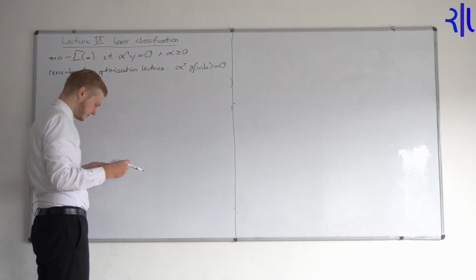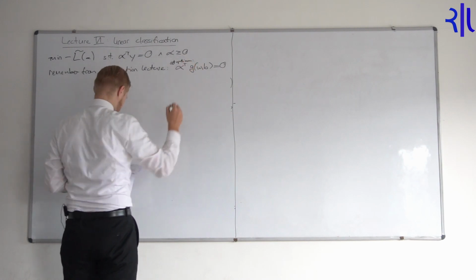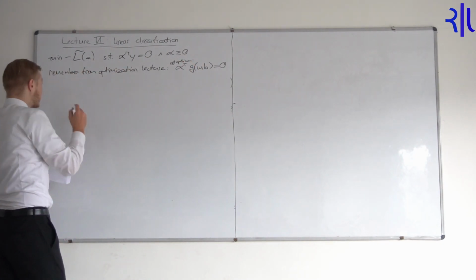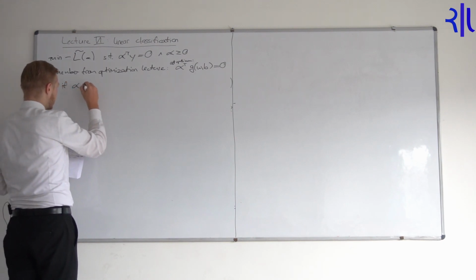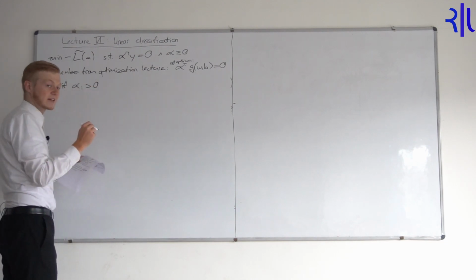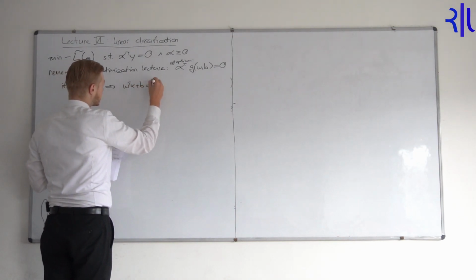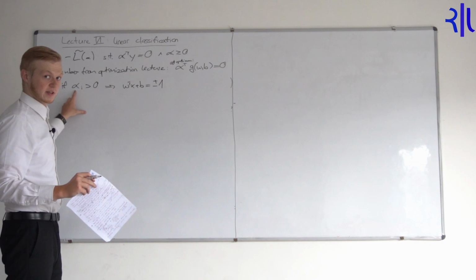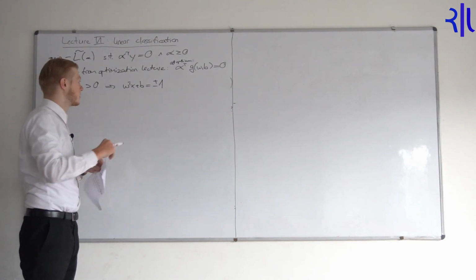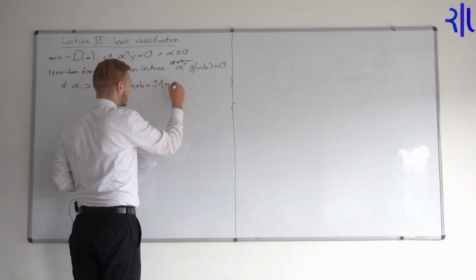And that gives us, at the optimum at least, and that tells us that if alpha i is actually greater than 0, then omega transpose x plus b must be plus minus 1. So if the multiplier is non-zero, then we know the training sample in question is on the margin.